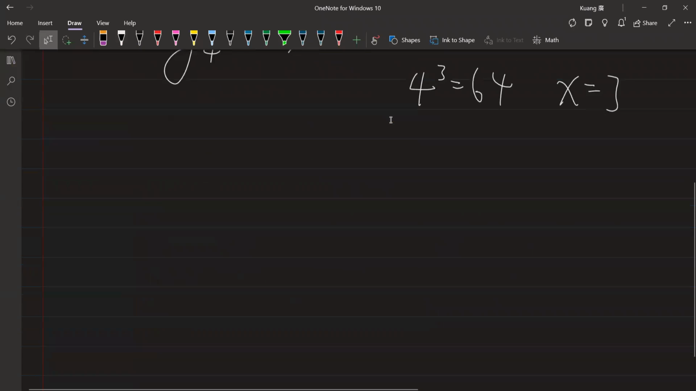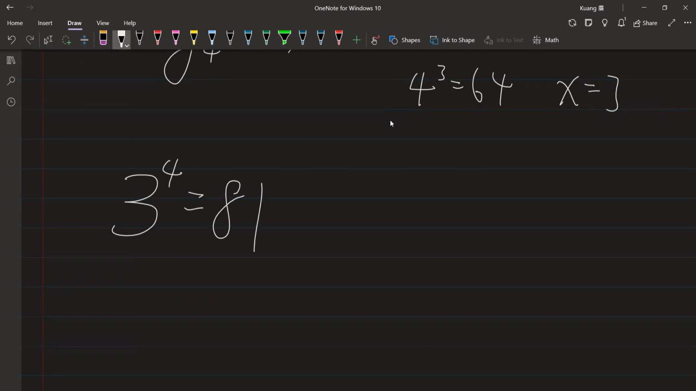Another example: 3 to the power 4 is 81. So that's why log base 3, we call 3 the base, of 81 equals 4.